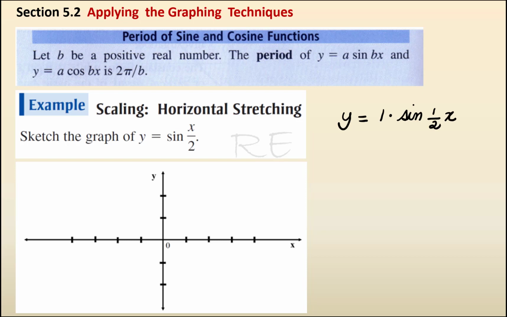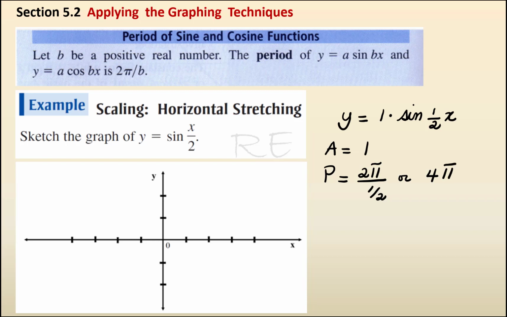Consider the function y is equal to sine x over 2. Written explicitly, it should be 1 times sine half of x. The amplitude is 1 and the period is 2 pi over 1/2, which is 2 multiplied by 2, 4 pi.